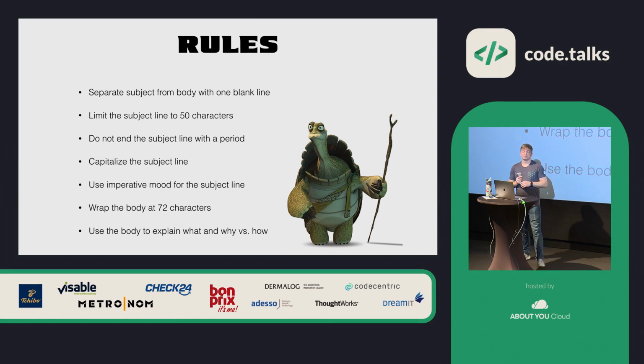And a very important one, and the last one, is use the body to explain what and why versus how. Because how you did something, the code should tell me that. So I know what you did in terms of achieving the goal of the feature. But why have you done it? If you don't tell me, then I have no idea why you chose that kind of implementation.